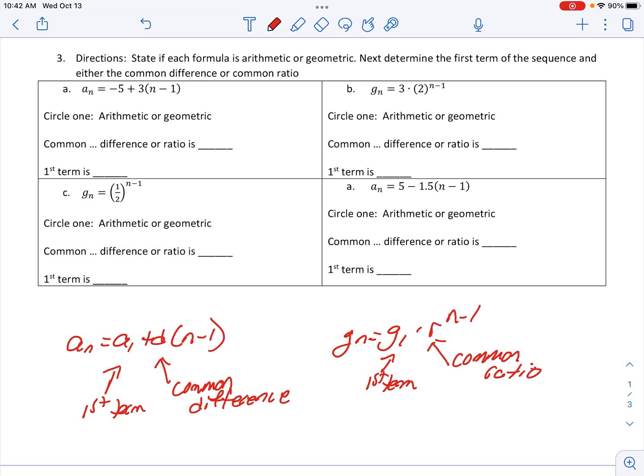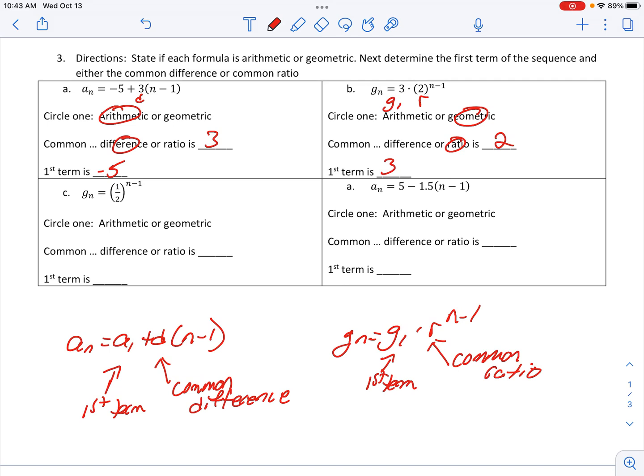So on letter A, when I compare the structure of A to what my two possibilities are, that is arithmetic. It is then a common difference. In this case, the common difference is right here, D, which is 3. In the first term, this sequence would be starting at -5. Letter B is geometric. If I tag it as geometric, I say I have a ratio, and the common ratio is right here. That is my ratio. And then this is my first term of the sequence that would start. So it'd be 3 times 2, and then keep multiplying by 2. That's essentially what you're doing.